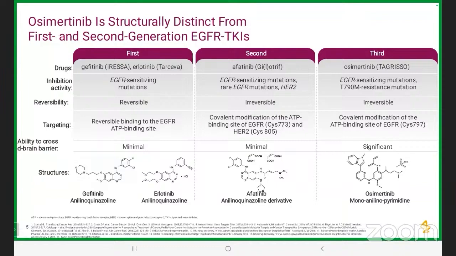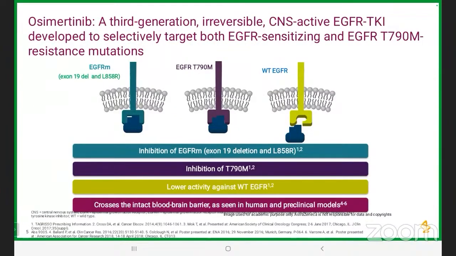So structurally, we see that osimertinib is a bit different from the first- and second-generation TKIs, in its binding and its ability. The most important part is the ability to cross the blood-brain barrier. So there were two most important things: one is that it acts on T790M, and second, the ability to cross the blood-brain barrier was significant with osimertinib. So it inhibits T790M, exon 19 deletion, and L858R, but the activity is low in cases of wild-type EGFR, and it crosses the blood-brain barrier.